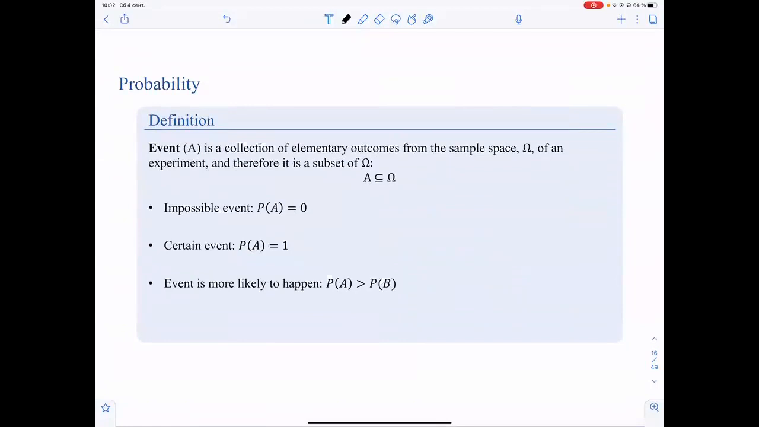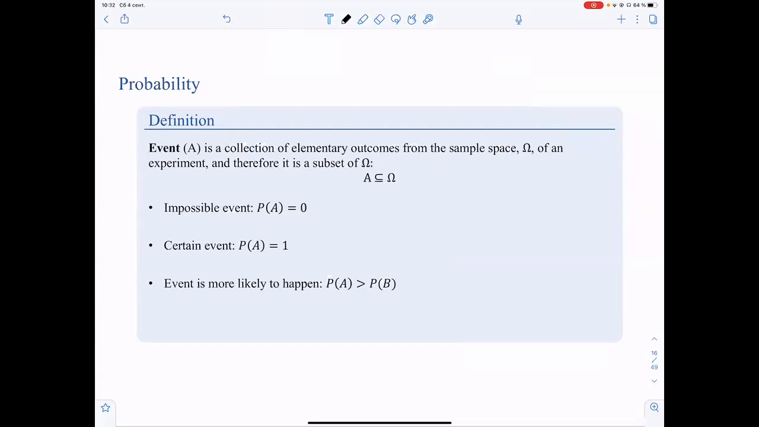The opposite story is a certain event, an event that has a probability of 1. If the probability of a random event is 1, then we say that it is a 100% certain event. In this case, you may guess that A equals the sample space, because it collects all of the elementary outcomes. And we are going to compare the probabilities of 2 or more random events. If the probability of A is greater than the probability of B, then I say that A is more probable, or more likely to happen, compared to B.